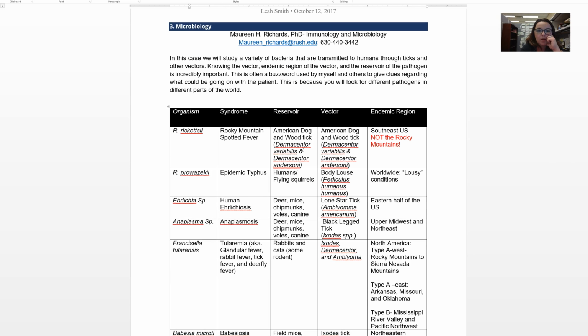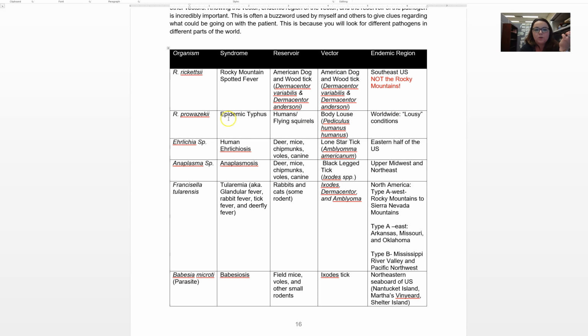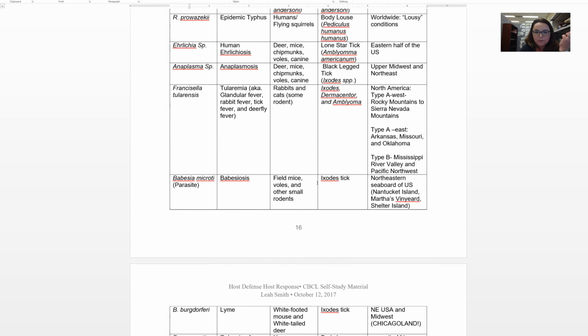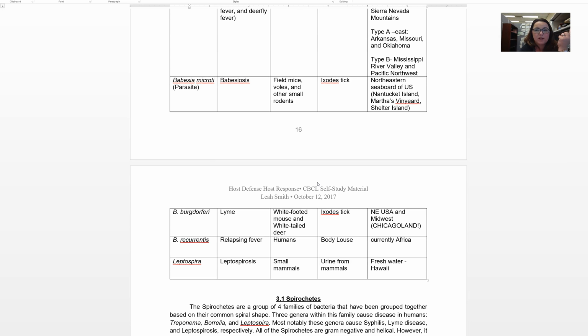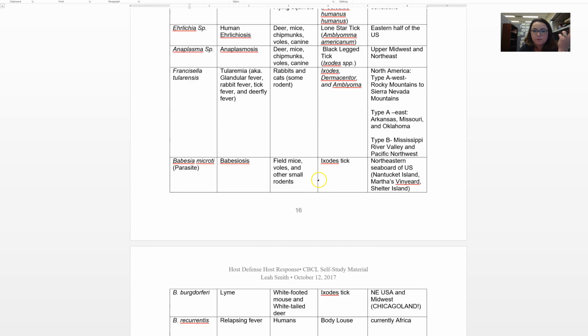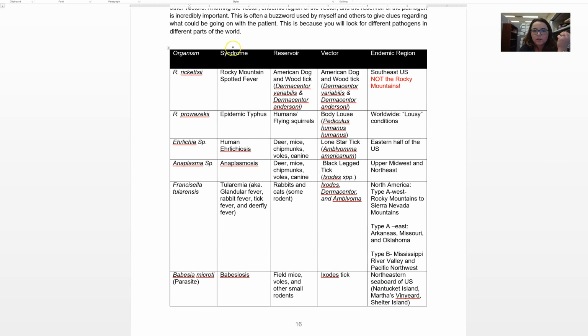For micro, we get the first of our vector-borne illnesses. Know this table. In fact, I think I made it one of your study questions. Just fill in this table. Be able to fill it in. Know the organism, the syndrome, the reservoir, the vector, and where you find it. Especially this column, the vectors. You have to know your vectors.